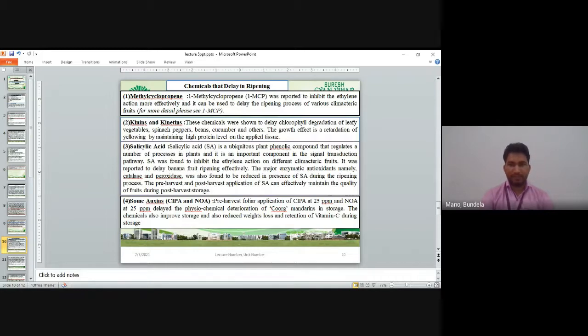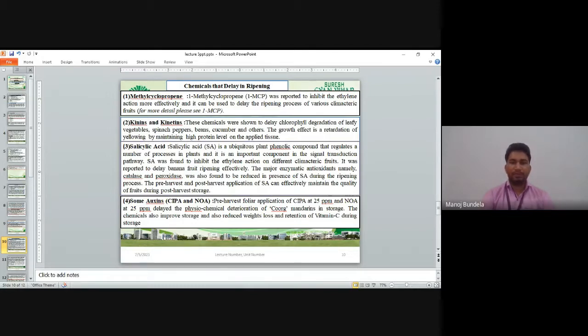The major enzymatic antioxidants, namely catalase and peroxidase, were also found to be reduced in the presence of salicylic acid during the ripening process. The pre-harvest and post-harvest application of salicylic acid can effectively maintain the quality of fruits during post-harvest storage. Some auxins like CIPA and NOA.